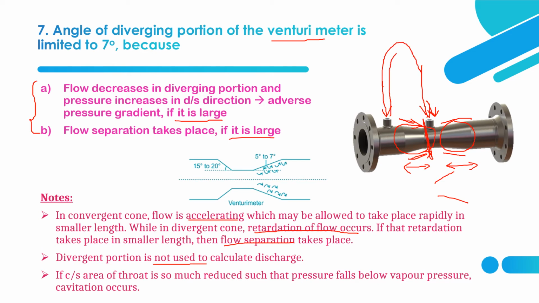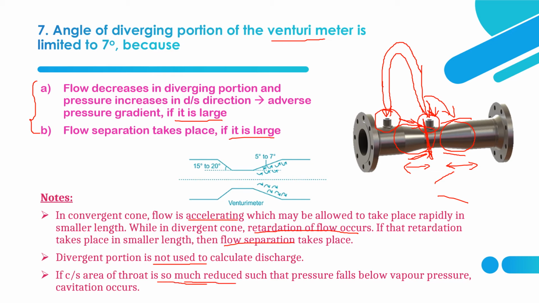So this manometer is not fitted over here, that is in the divergent portion. Only it is fitted in the convergent portion, before the convergent portion and at the throat. So that's why the divergent portion is not used to calculate discharge.